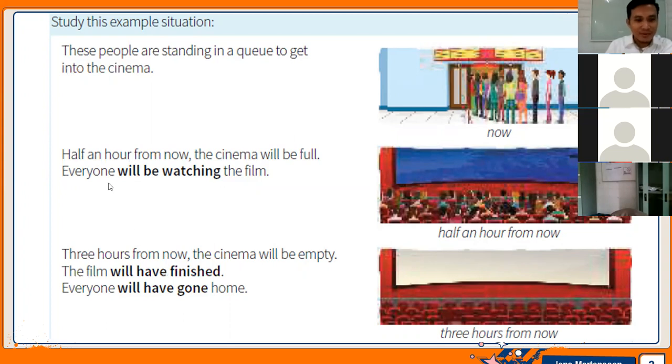Okay? Right. So future continuous tense describes something in the future, what will be happening in the future. Something is happening or is in progress, but the time is in the future. And then future perfect tense here, the action will have been completed. Will have been completed in the future.